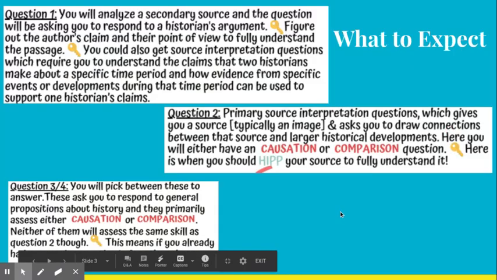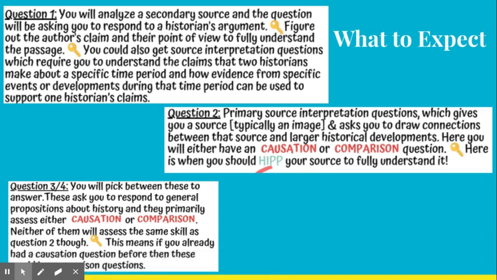So question 1, they're going to give you a source, and it's going to ask you about a historian's argument. And we're going to take a look at one of those throughout our time this unit, actually, looking at different SAQs, okay? If you want to know more about that, just read here for question 1.